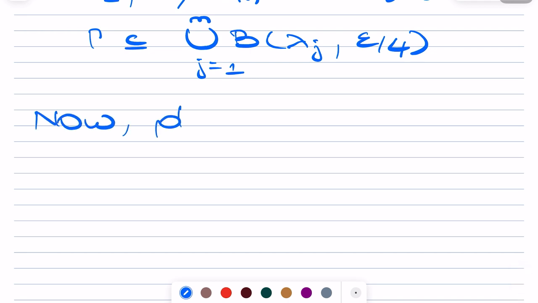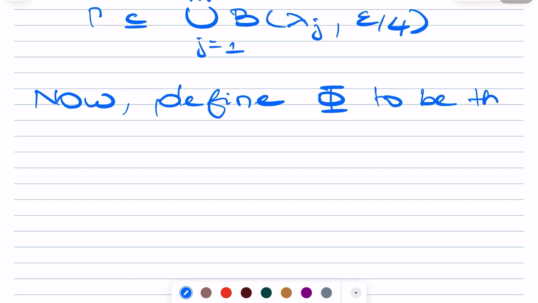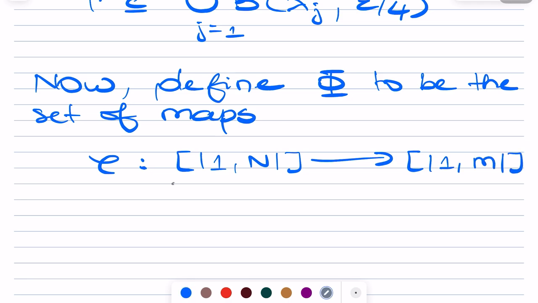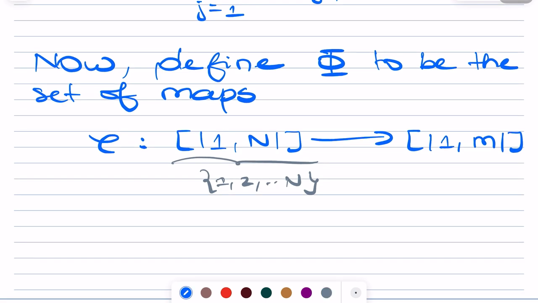Now define capital phi to be the set of maps, small phi, from the set {1, 2, up to n} to the set {1, ..., m}. Again, as I said, this is just a way of saying 1, 2, up to n. So we define capital phi to be the set of maps phi from {1..n} to {1..m}.